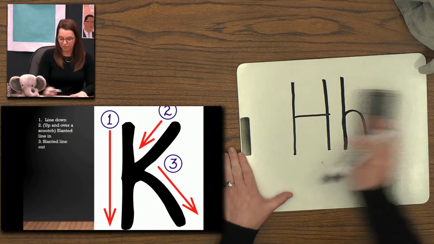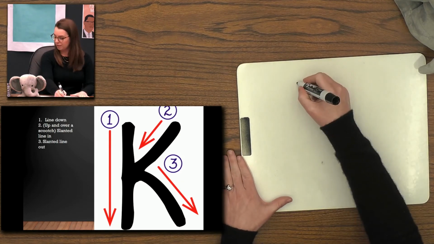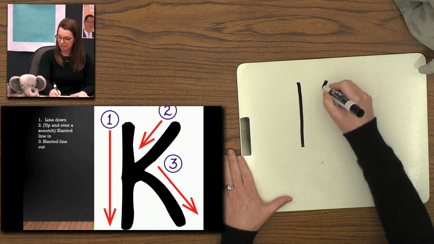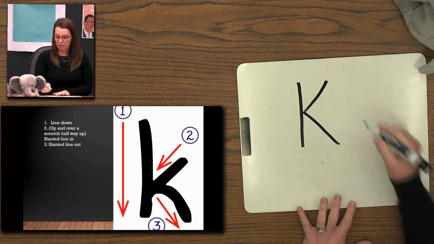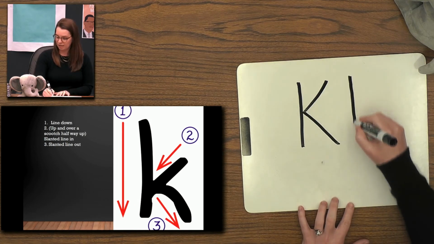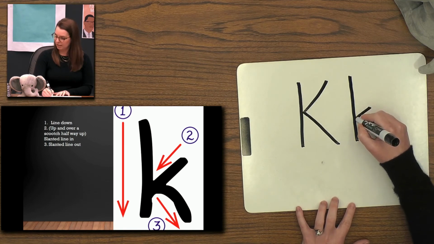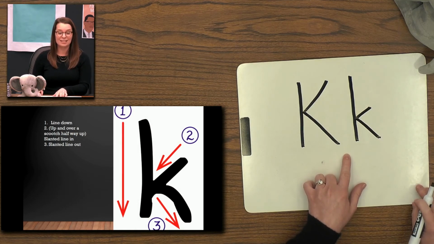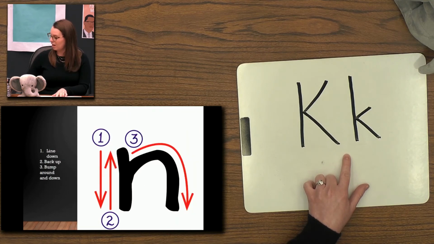Ooh, let's do K for Kevin. Here we go, pens up, line down, up and over a scooch, slanted line in, slanted line down. Lowercase k, pens up, line down, up and over halfway up, slanted line in, slanted line down. K says k, like in Kevin and kite. Skip ahead.